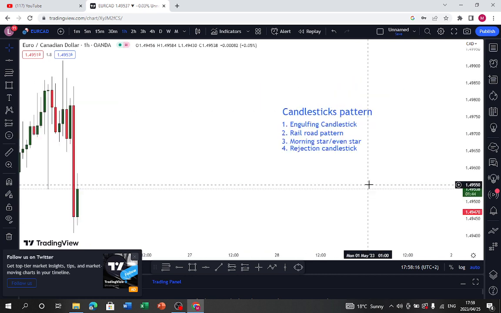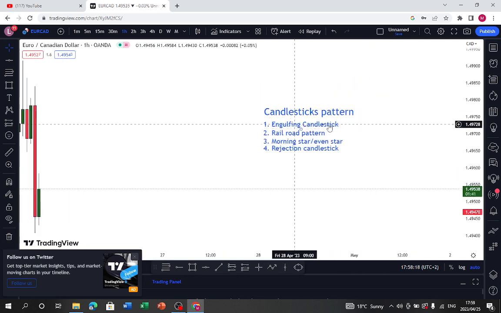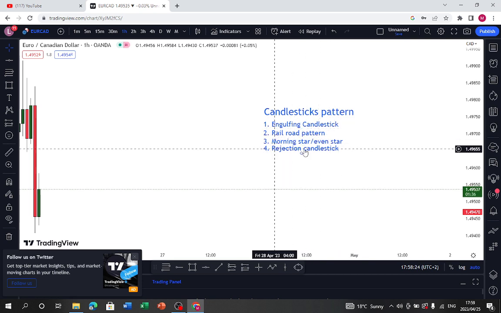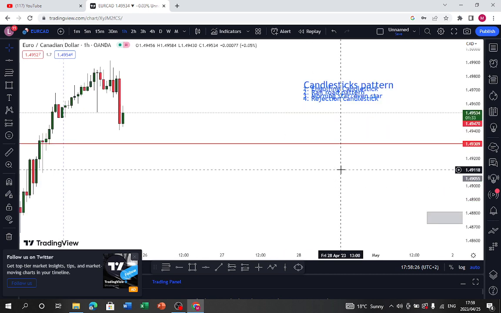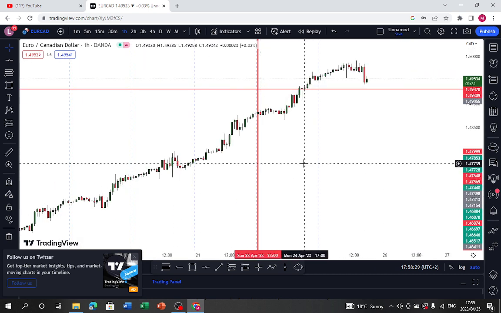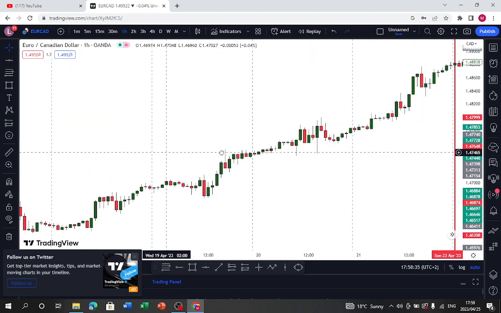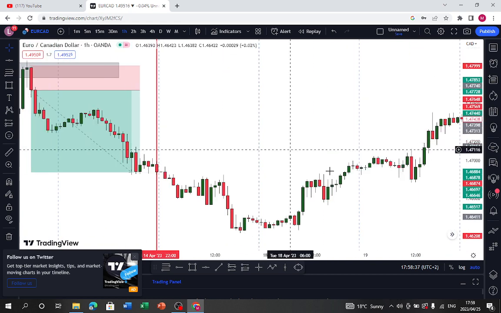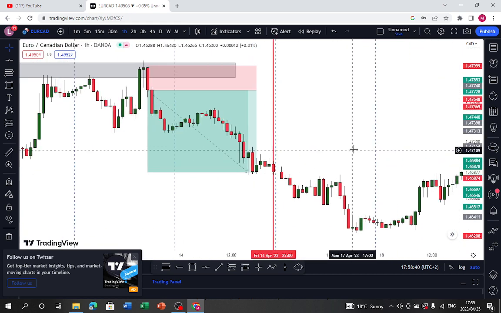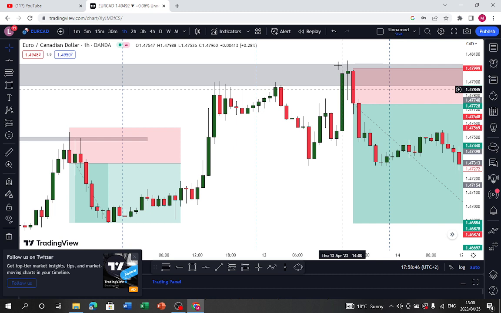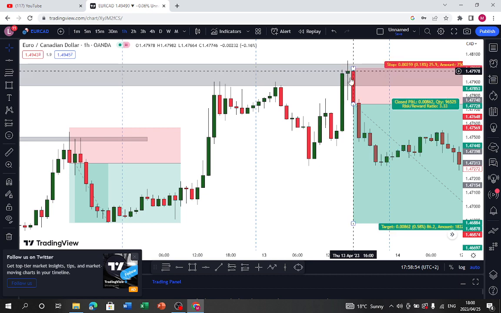So I think you guys were able to see an engulfing candlestick, bullish and bearish, a railroad pattern, then a rejection candlestick. A morning star is exactly like the railroad pattern. The only difference is that you have to look for a candlestick that's in between. It has to be very small, something like this. It was a strong bullish candle, then we had something like this, which was some sort of a rejection candle, then we had an engulfing.